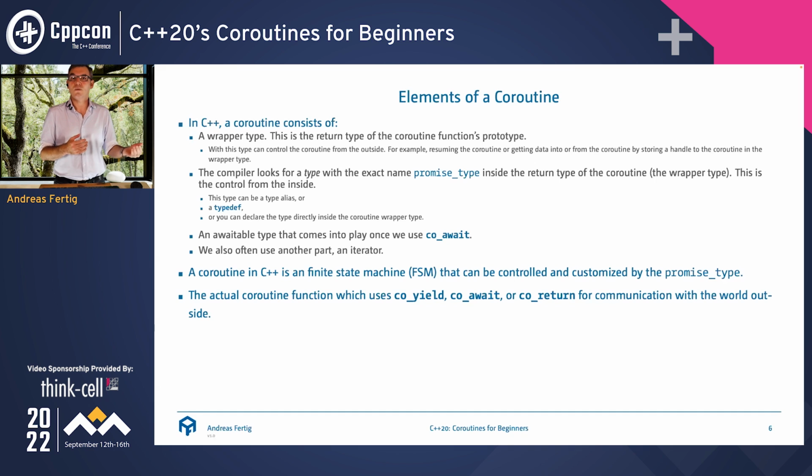For example, we can resume the coroutine, because we need some way to do this, or get data out from the coroutine as well as pass data into the coroutine. This is basically done by storing a so-called handle to the coroutine, more or less a function pointer, which knows how to invoke functions like resume, for example. Inside this wrapper type, the compiler looks for a type with the exact name promise_type. This exact spelling is on the slide. This is a hard-coded thing the compiler looks for in our wrapper type, and it must be there, otherwise it's an invalid coroutine.